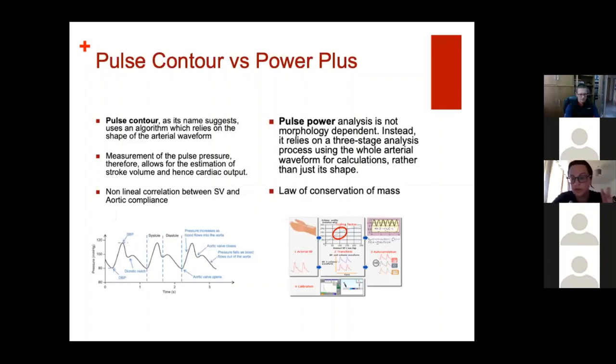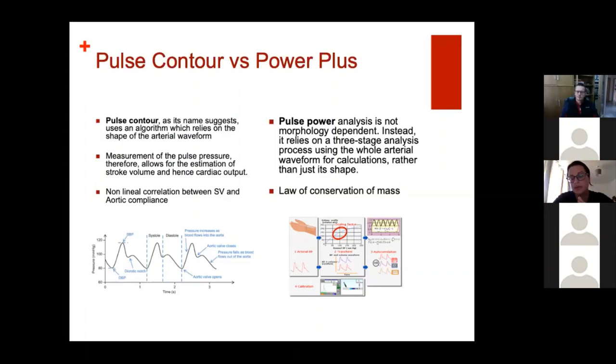So we've got two ways of doing that. One is PulseCO and the other is PowerPlus. Very briefly, PulseCO is an algorithm that only looks at the arterial waveform. It measures the pulse pressure and stroke volume variation, and converts that into the stroke volume, and then gives us a nice wave, and from that we can calculate cardiac output. I presume, because I couldn't find out, that this is how Vigileo works.